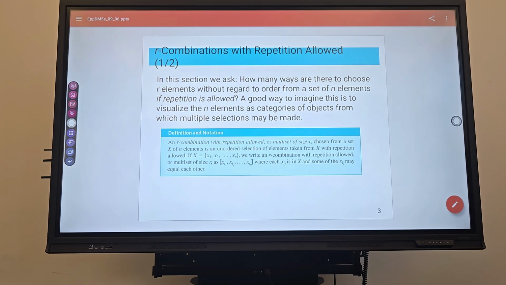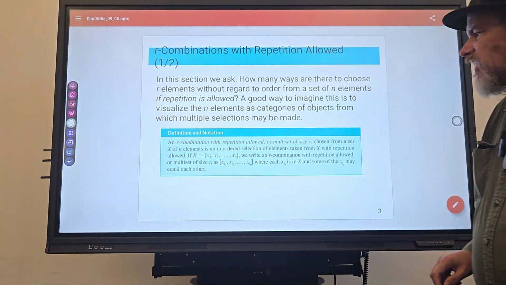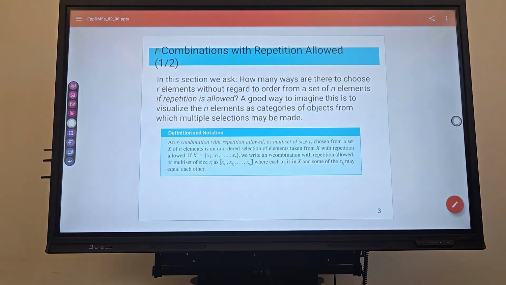So the set is defined using the curly braces, and the multiset of size R is written with square brackets. So make sure you remember that distinction.